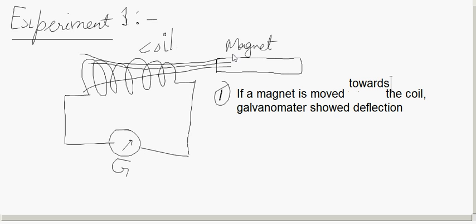And when the magnet was stopped, there was no deflection. That means that the induced EMF or the induced current is 0. And he also kept the magnet stationary and moved the coil. Then also the galvanometer showed some deflection. That means that either you can move the magnet or the coil, and hence we can conclude that when there is a relative motion between the magnet and the coil, there gets an EMF induced, and hence if the circuit is closed, there will be an induced current also.